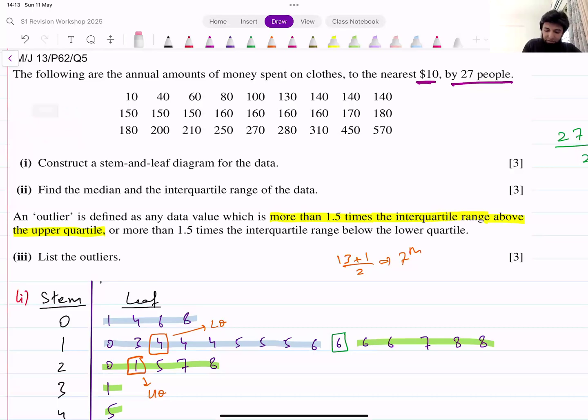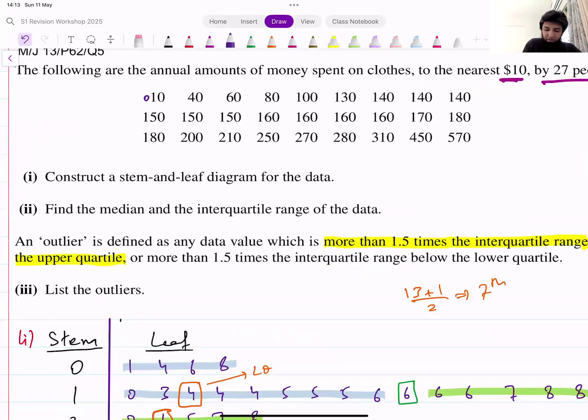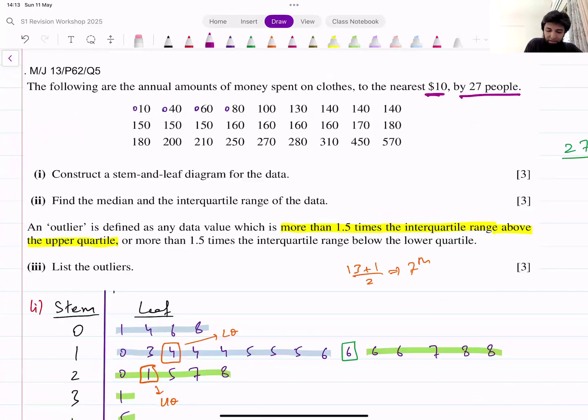We can think of it like this. This is 0, 1, 0. The hundreds digit is 0 in this case. 0, 4, 0, 0, 6, 0, 0, 8, 0. So we're basically going from 10 to 570. In the stem, we can use 0 to 5. In the leaf, we can have the tens digits. And since the units digit is all zeros, we can just represent that in the key that we write.